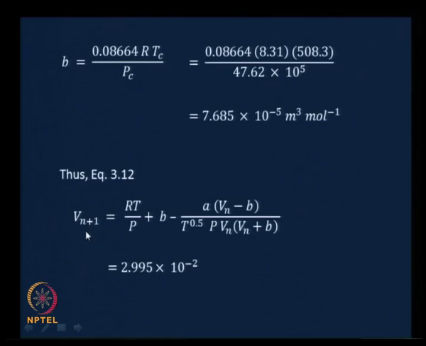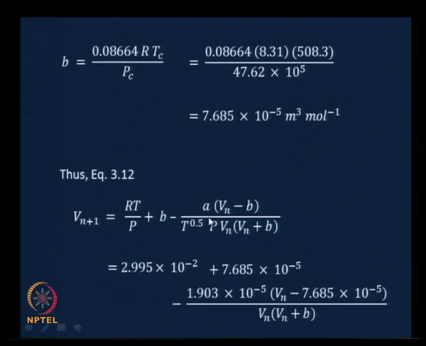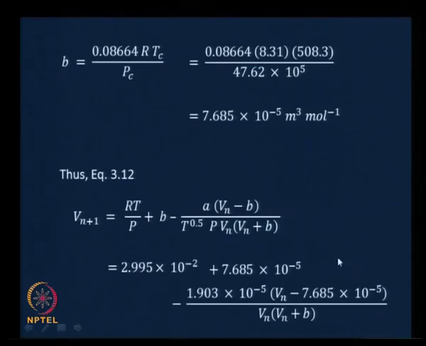We get Vn plus 1 equals 2.995 into 10 power minus 2. This is RT by P plus 7.685 into 10 power minus 5, which is the value of B, and this is minus A into Vn minus B divided by T power 0.5 P into Vn plus B. Now, this Vn is our first guessed value, and we said we could use the ideal gas equation value for the first guess, because this is a vapor phase.